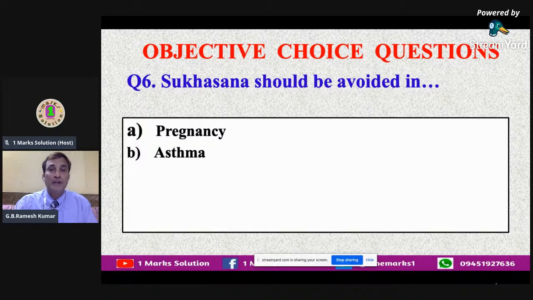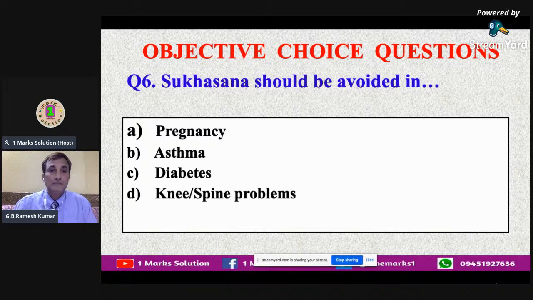Sukhasana should be avoided in... Now, Sukhasana means sitting on the ground, right? When you are sitting on the ground, usually you get more stretch and more stress on the knee part. Okay. Now, I will discuss here. Pregnancy, definitely it's not the answer, asthma is also not the answer, and diabetes is also not the answer.